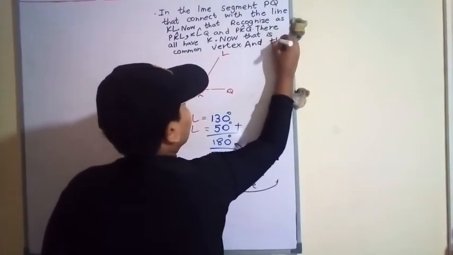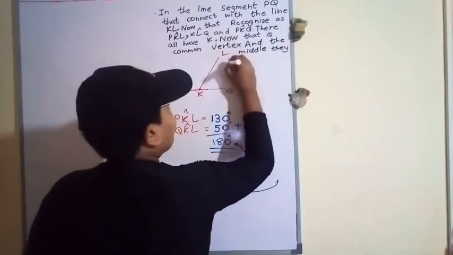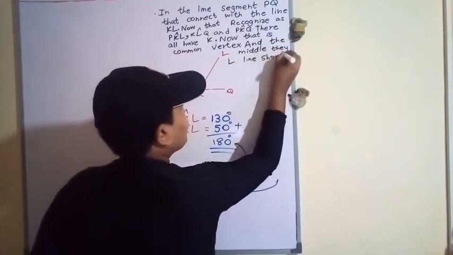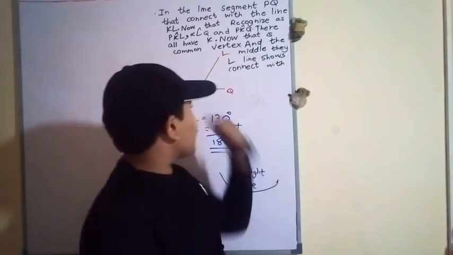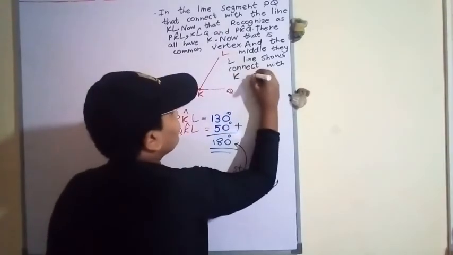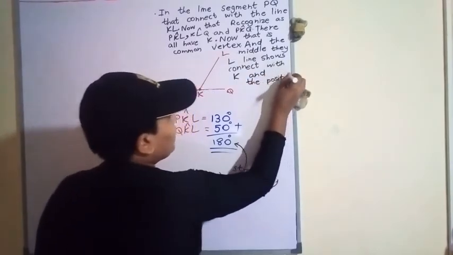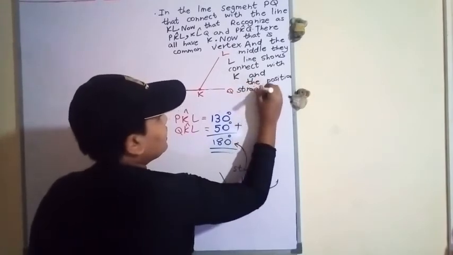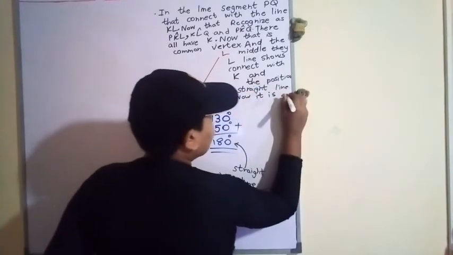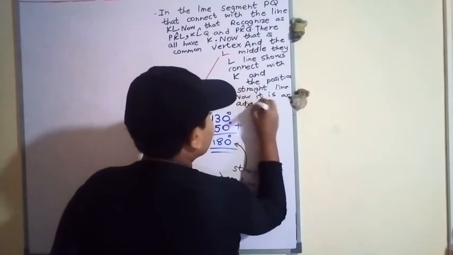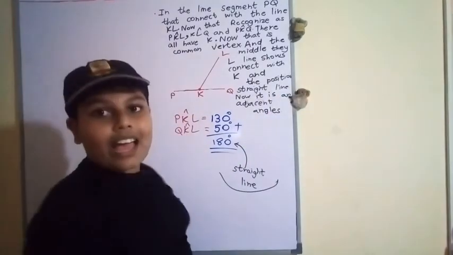And the middle, the L line shows it connects with K. Now K is in the position of a straight line. Now it is adjacent angles.